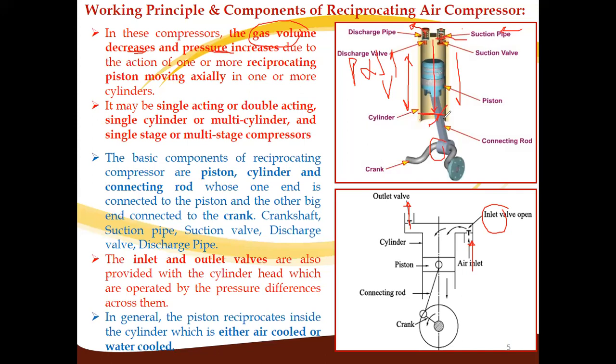Next, when the piston moves in the upward direction, the volume of the cylinder gets decreased. As the volume decreases, the pressure of the air inside goes on increasing. As the pressure increases and achieves the required pressure, the discharge valve opens and the compressed air passes through this discharge valve to the application. So there are mainly two strokes: one is the suction stroke and the other is the compression and delivery stroke.